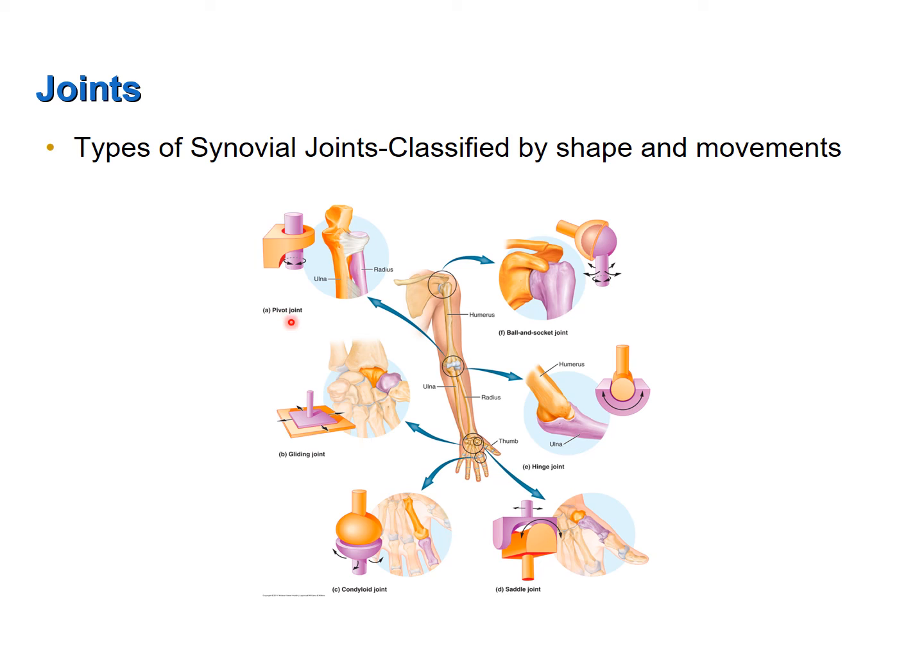Other joints, such as the pivot joint, allow rotation around one axis. They would be classified as a uniaxial joint. Other joints, such as a condyloid joint, where your metacarpals and your phalanges come together, allow movement around two axes and are referred to as a biaxial joint. And then other joints, like the ball and socket joint of your shoulder, allow rotation around three axes, and these are called multi-axial joints. You'll learn more about those in lab this week.